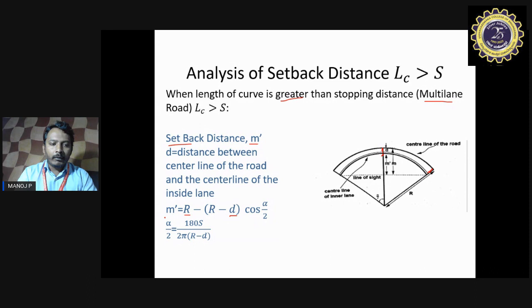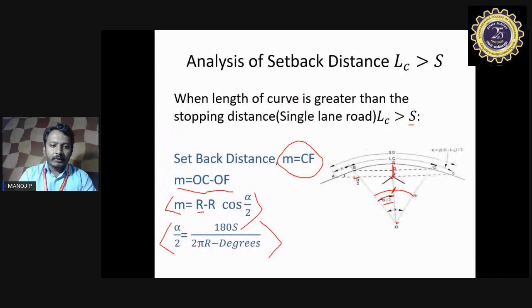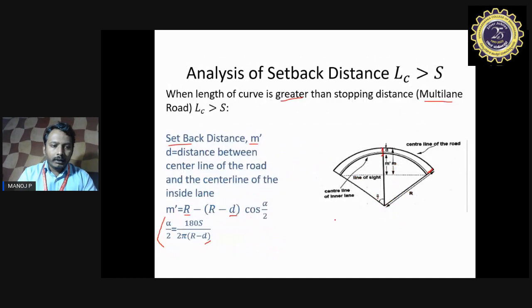Here again alpha by 2 is equal to 180 S divided by 2 pi times capital R minus D, whereas here it is 180 S divided by 2 pi R. Wherever you have the value of R, you just subtract D from R. That's it. Both equations will remain the same. For a single lane road, it is R minus R cos alpha by 2. For a double lane road, you are supposed to subtract D.